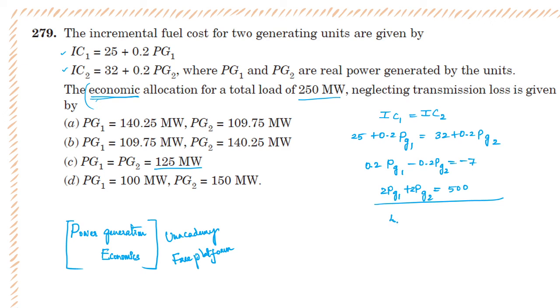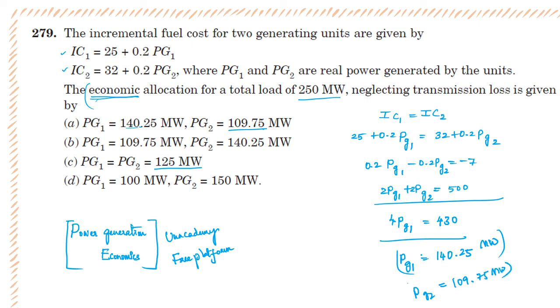So what I'll have here is 4 Pg1 is equal to 430, or Pg1 equals 140.25. So 140.25, and I have matched it with the options. And Pg2 I'll have 109.75. So I have calculated till here. From here I can say P1 will be something like 141. That's the reason I have chosen this option. I'll take that option as the correct answer, and it is given as the correct answer in the CL Wadhwa textbook as well.